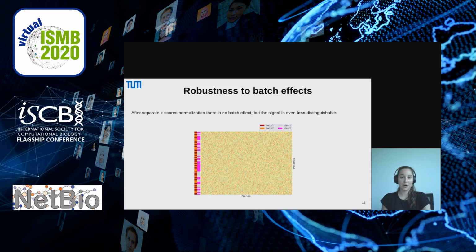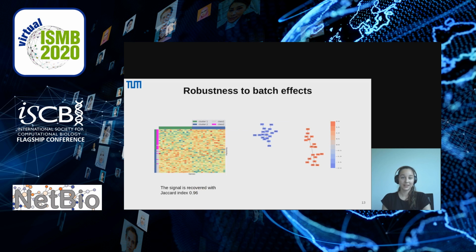Then we normalized both batches, and now the batch effect is almost gone, but also the class differences are almost lost. Then we applied BiCoN, and as you can see, BiCoN has restored the true classes almost perfectly. Due to the fact that BiCoN also relies on networks, and networks do not have any support for batch effects in gene expression data, BiCoN is less sensitive to batch effects compared to other methods.